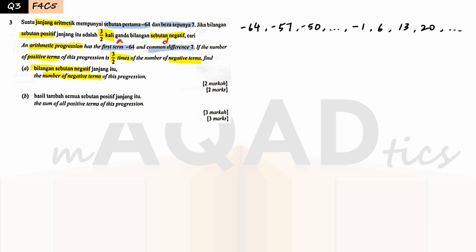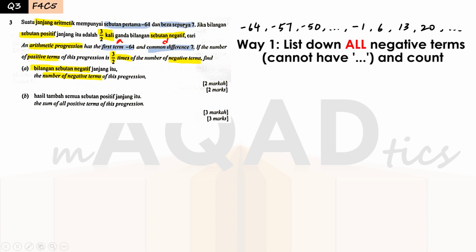So we have two ways to solve the question. The first way is to list down all the negative terms one by one until -1, and it cannot have dots. Later on, you need to count the number of terms that you have just written, and that would be your answer. But I do not recommend this way because I would say it applies to only some of the questions. What if the answer has 100 negative terms? Of course, you wouldn't write out all 100 terms because it will be very time consuming, right?